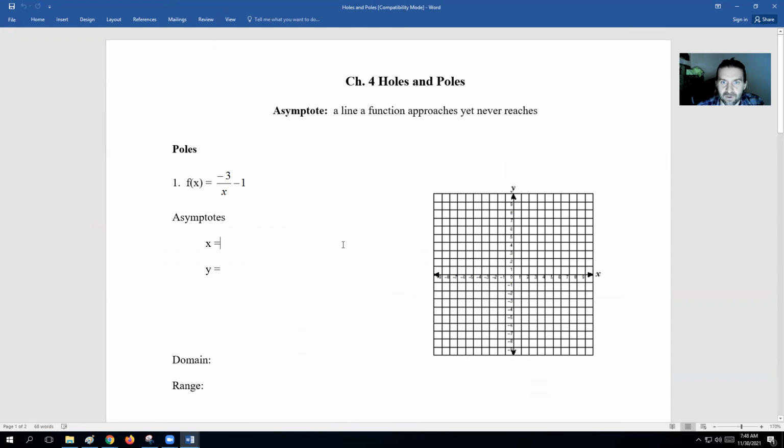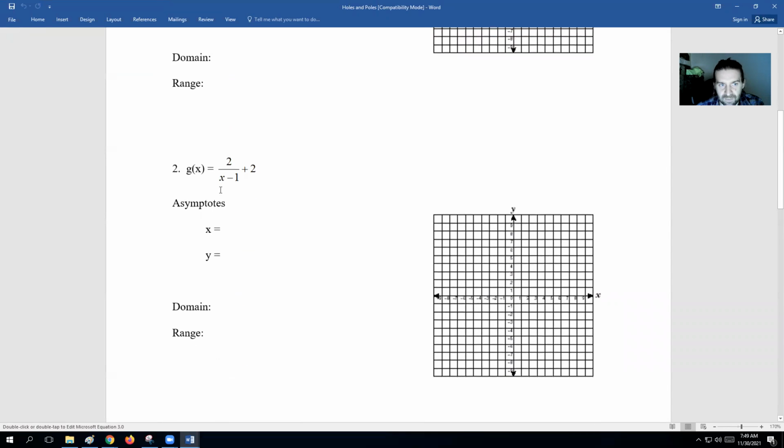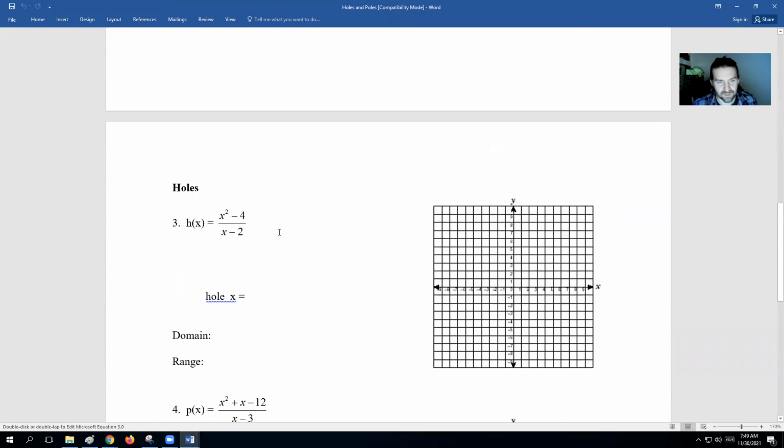So you can see here, we have a simple equation. We have our denominator here, which will tell us the vertical asymptote. And then this K number out here tells us the horizontal asymptote. Pretty easy. Same thing here. Now, holes. Holes are a little bit different.